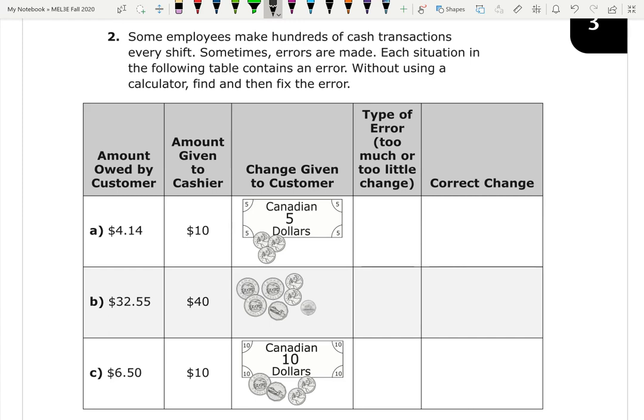Amount given to the cashier. So someone owes you $4.14. They give you a $10 bill. So this person returned a 5 and then 3 quarters, which is 75 cents. So $5.75. So the cashier gave too little change. The correct change is $5.86.